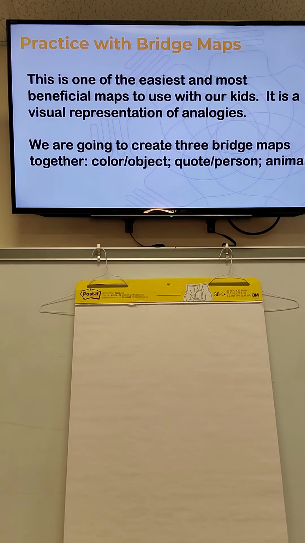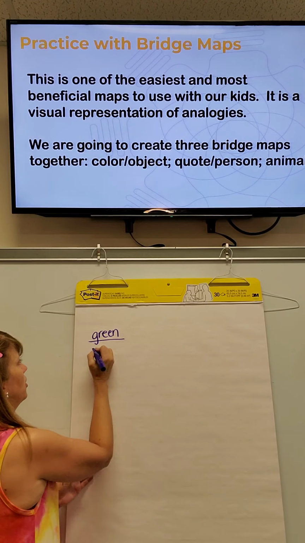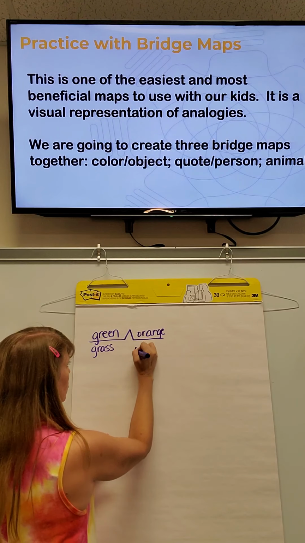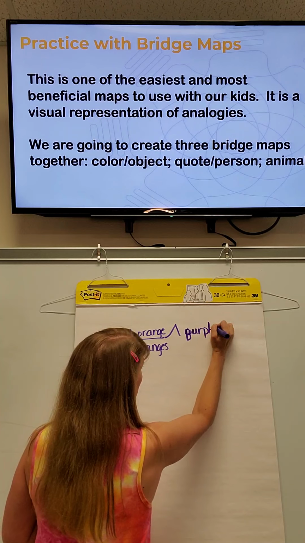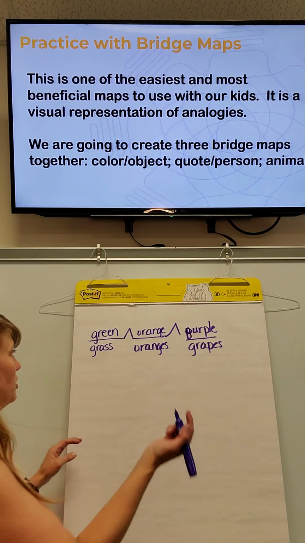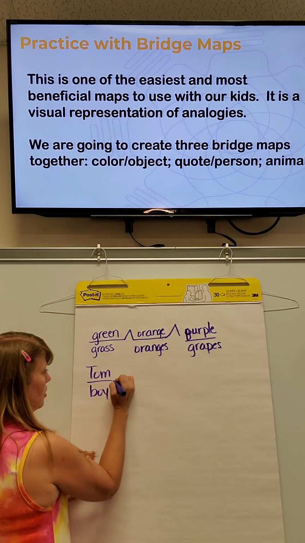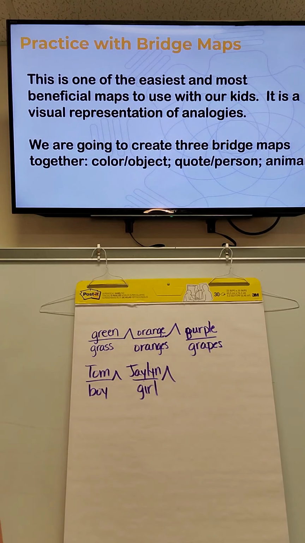Okay. The first one is going to be a bridge map about color. This one could be used as far down as pre-K because you could say something like green is to grass, just like orange is to oranges. That's probably not a good one. Just like purple is to grapes. You could even do it for items in your room. You could even do the students in your class. Tom is to boy, just as Jalen is to girl, just like, okay, so this is how the bridge map works.